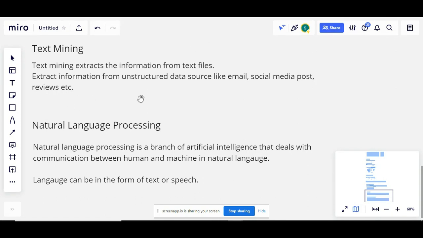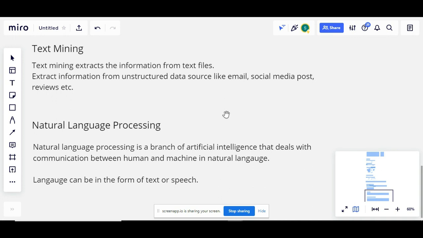So basically, whenever you have text data, text data is considered unstructured data, right? Whenever you have text data, it can be from various sources: an email, a social media post, or a review. So text mining is a process of extracting information from this textual data.